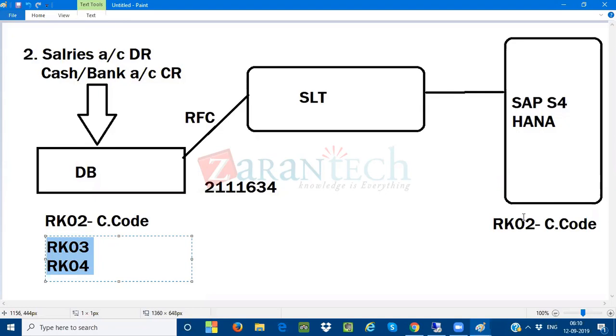If this RK02 is not available in the target system, then the transactions cannot be mapped. SLT is going to do all this mapping of the transaction: company code to company code, fiscal year to fiscal year, customer account to customer account. So this mapping is going to fail in SLT, and the documents cannot be replicated to your SAP S4HANA because the company code is not available. So the moral of the story here is that all the organizational structure master data has to be manually configured in Central Finance, SAP S4HANA.